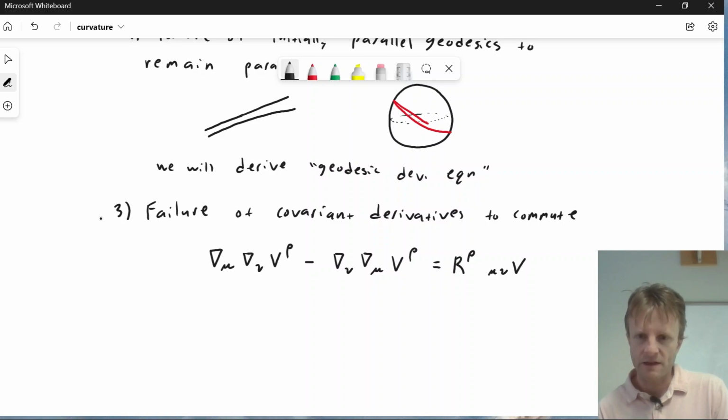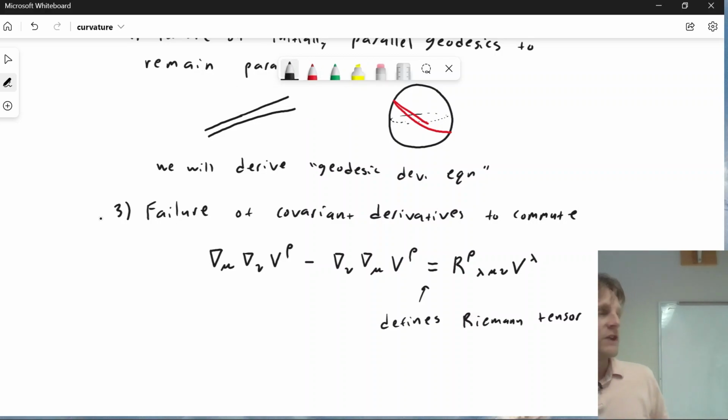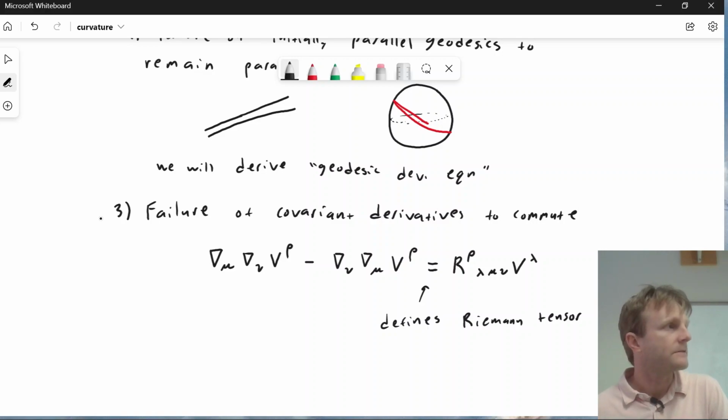And then what's sitting here? Well, we have to have some dummy index contracting with v. Okay, so this is going to be our definition. I'll put colon equals, or maybe it's better just to write defines Riemann tensor. And we will check that this is a good, useful definition simply by deriving the formula for the Riemann tensor in a coordinate basis. Yes?